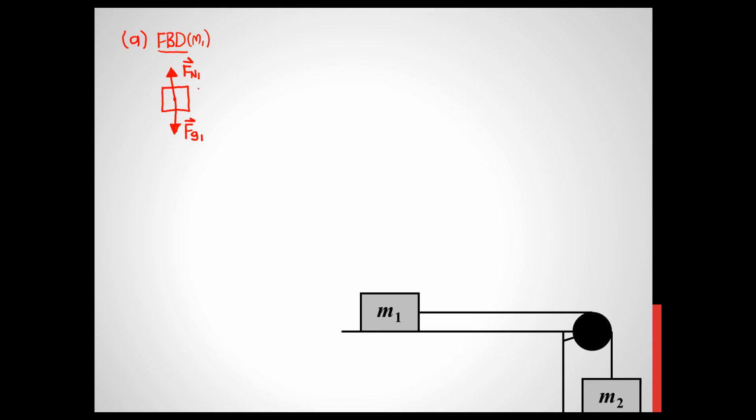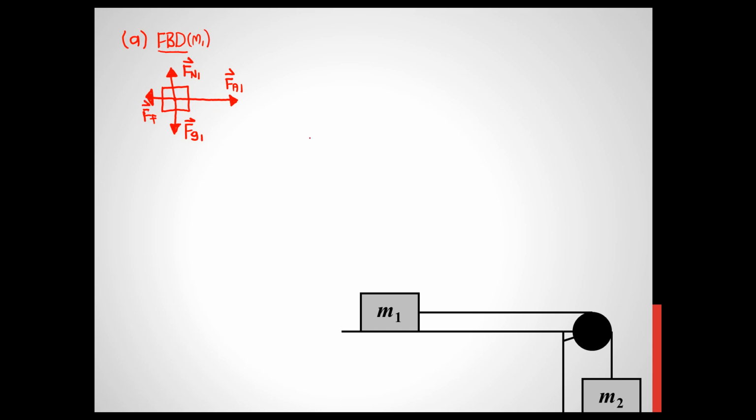Now, in the x direction, there are two forces. If you envision yourself as that mass M1, you would feel a tension force from that rope that is pulling you towards the right. And I'm going to call that FA1. And you would also have a frictional force that is pointing towards the left. Okay, we'll just call it FF.